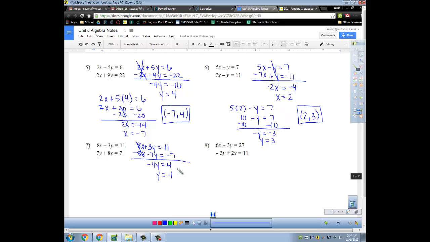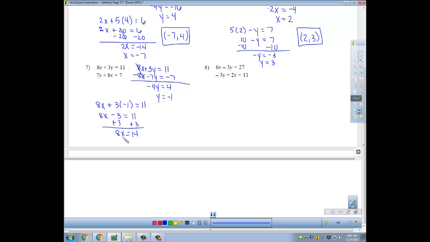And then pick whichever equation you want to plug it into. I'm going to pick the first one again. So 8x plus 3 times your y equals 11. 8x, 3 times negative 1 is negative 3 equals 11. Add 3 to both sides to get 8x equals 14. So when we divide by 8, we're not going to get a pretty number. That's okay. So divide both sides by 8, and you get 14 over 8. So you can leave it like that. Your answer is 14 over 8, negative 1.